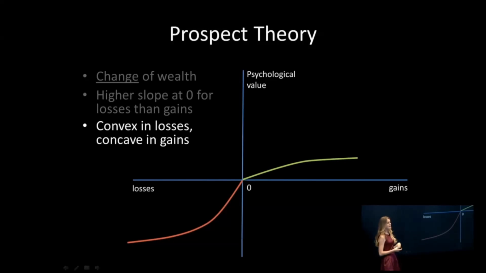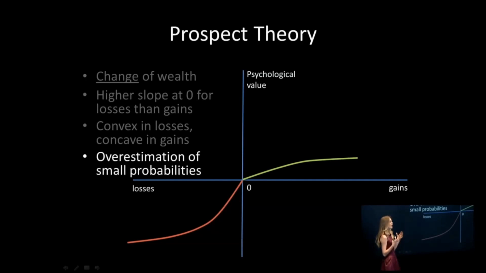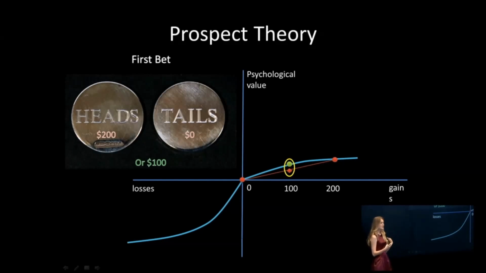He also told us that the psychological value is convex in losses and concave in gains. People are also overestimating small probabilities, and this actually explains why they're going to be buying insurances and lottery tickets. So we're going to be interested mostly in the first two points to explain what happened in the bets.